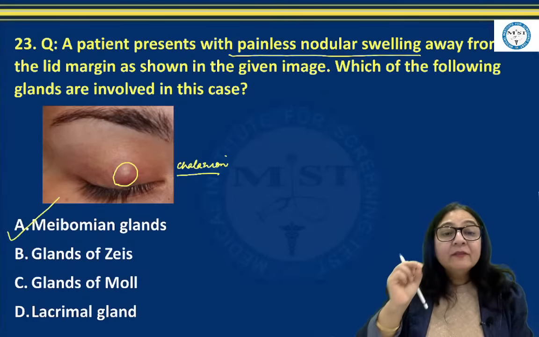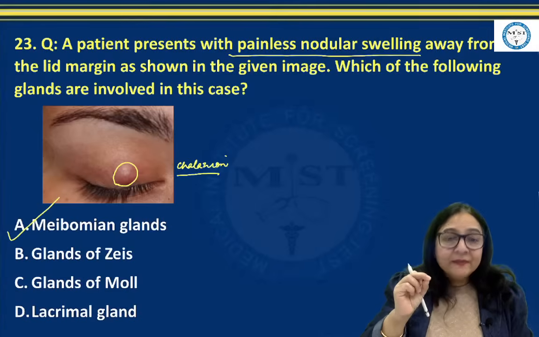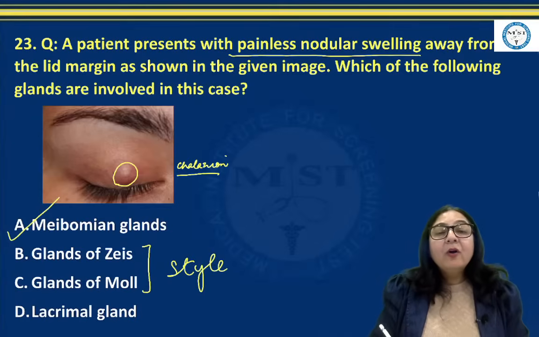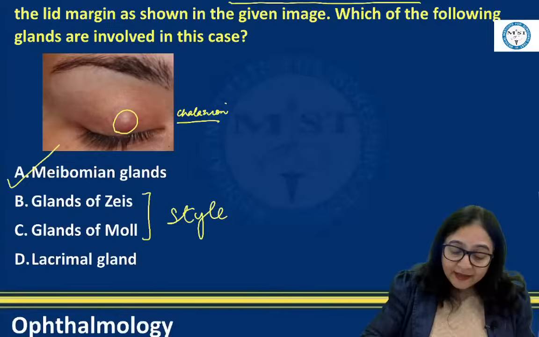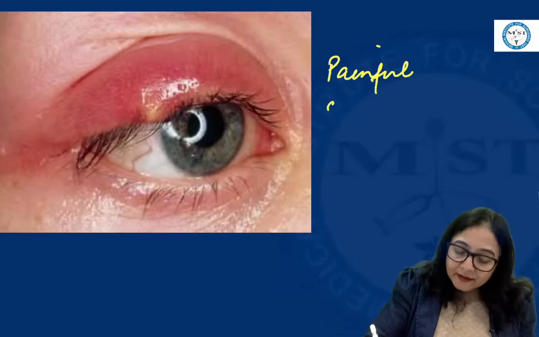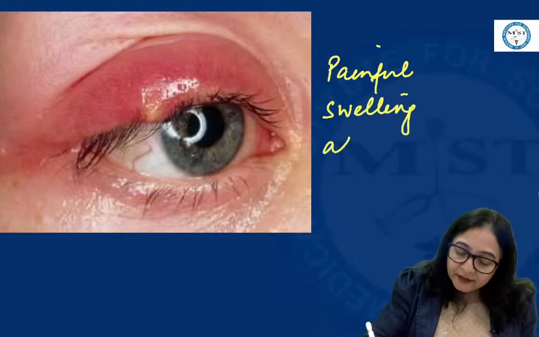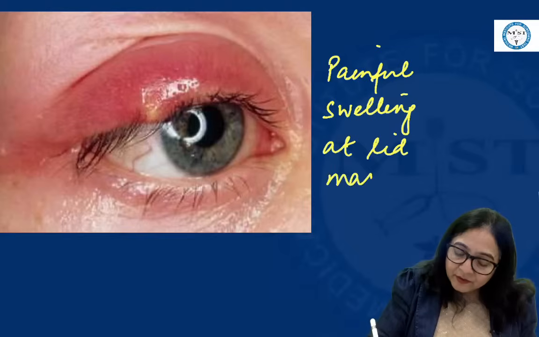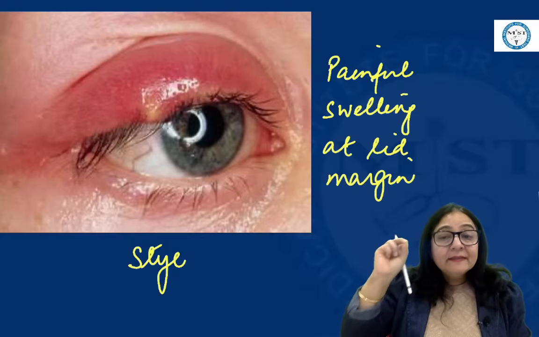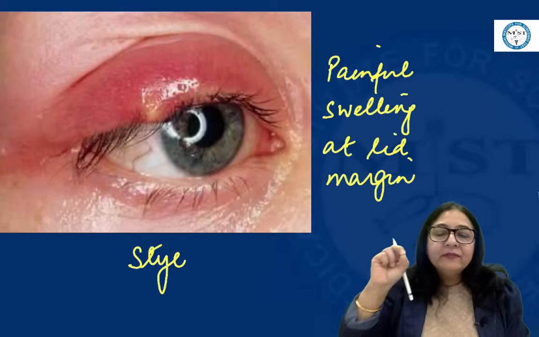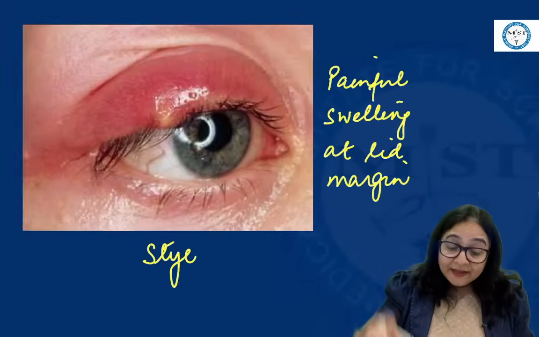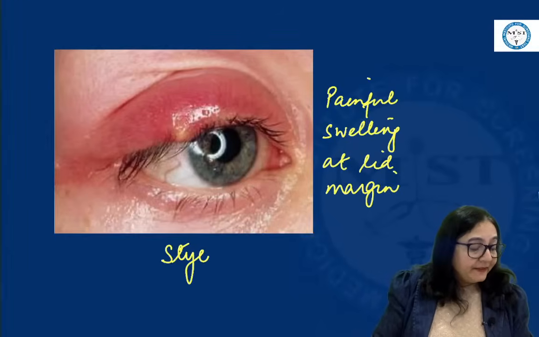Okay. If there is suppurative inflammation of glands of Zeis or glands of Moll, they cause stye or hordeolum internum. Then they look like this. So when there is painful swelling at the lid margin, that is your stye or hordeolum externum. So in those cases, the glands which are associated with the root of the eyelash, either it can be gland of Zeis or even gland of Moll, that can lead to stye. ठीक है जी, right?